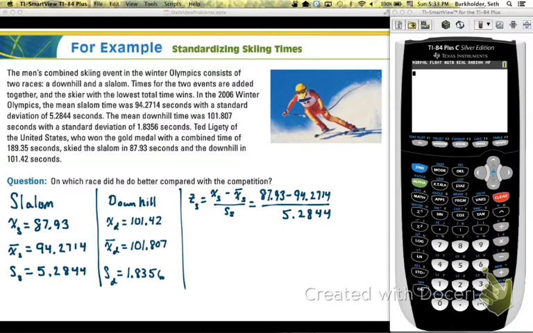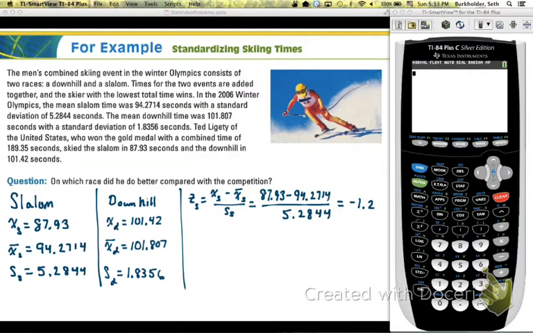I can't actually use the calculator on the screen while I'm still writing on it, so I'm going to use my hand calculator here. Sorry for that one just sitting there doing nothing on the screen. 87.93, subtract off the 94.2714, and then we're going to divide that by 5.2844. It looks like Ligety was about 1.2 standard deviations below the mean for his slalom time.